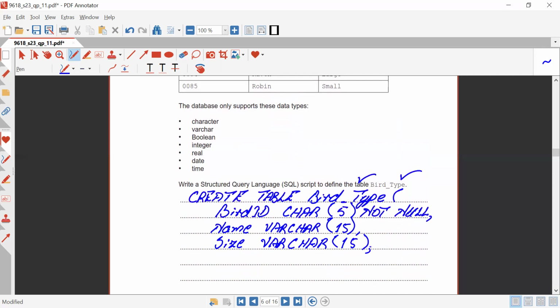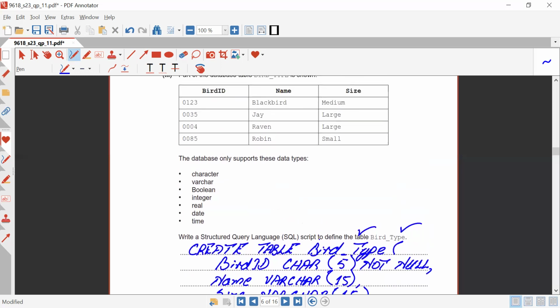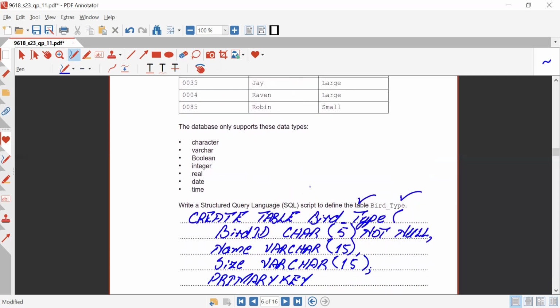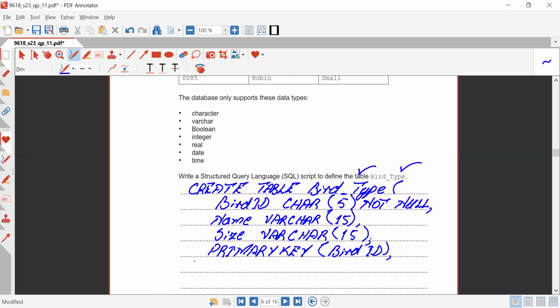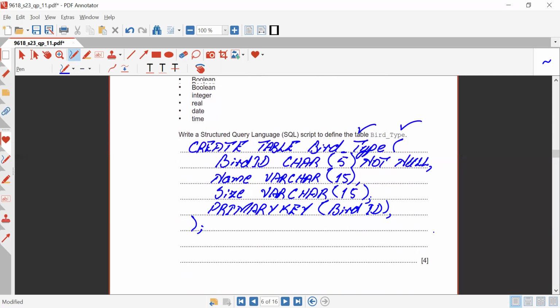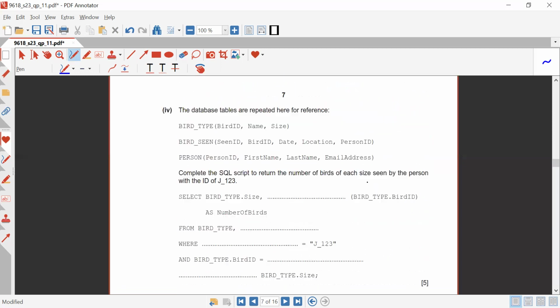Now, just after that, we need to write down the primary key of this table. So what will be the primary key? First of all, write down the keyword PRIMARY KEY. Out of the bird ID, name and size, obviously it will be the bird ID. So we are going to write bird ID over here. Just after the bird ID, close the bracket and add a semicolon. So this is how we create the table. Okay, moving to the next question.